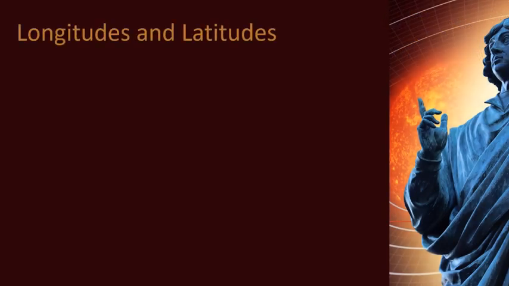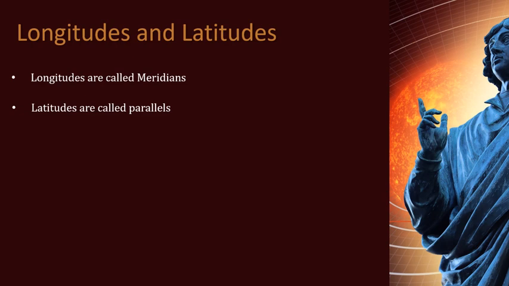So what are longitudes? Longitudes are sometimes called meridians. These are lines that will cut the earth vertically, and they run from north to south and back to north. Latitudes are sometimes called parallels of latitudes. They cut the earth horizontally. This means they run from west to east and back to west.